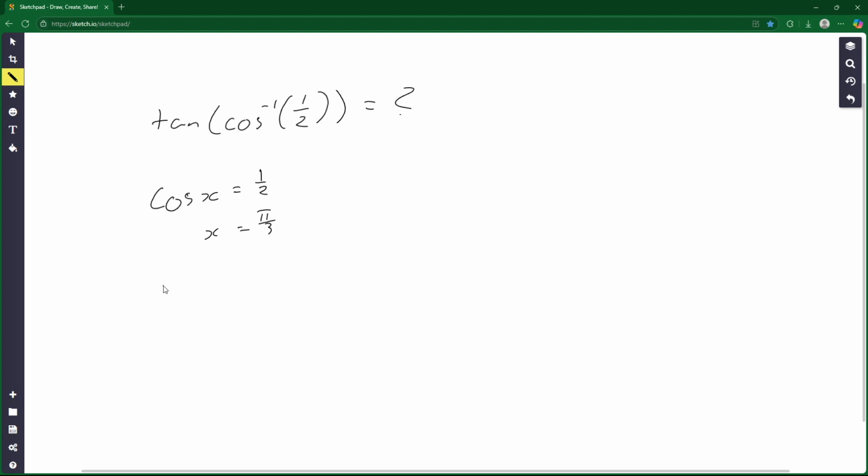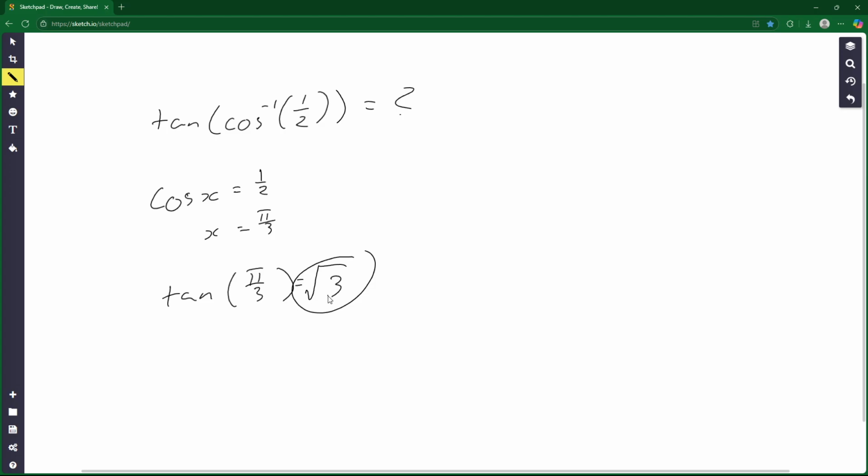So now we have tangent of pi over 3. What is tangent of pi over 3? Well, this is roughly 60 degrees. Tangent of 60 degrees is going to equal root 3. And there we go. That is our answer. That is all I really have for inverse functions.